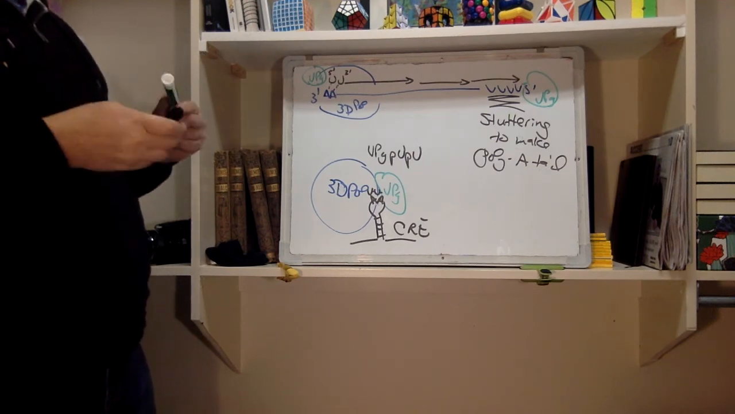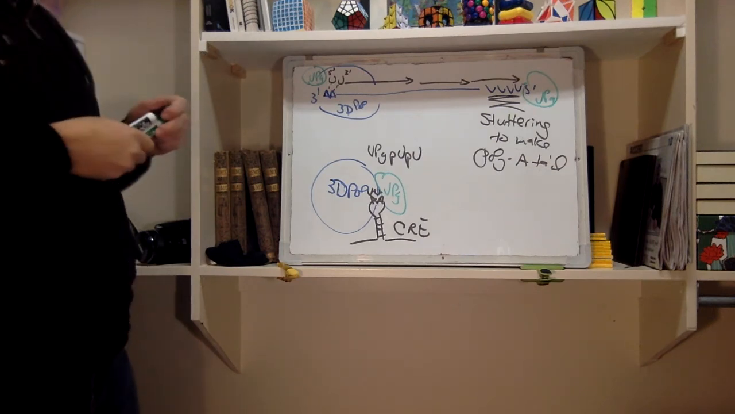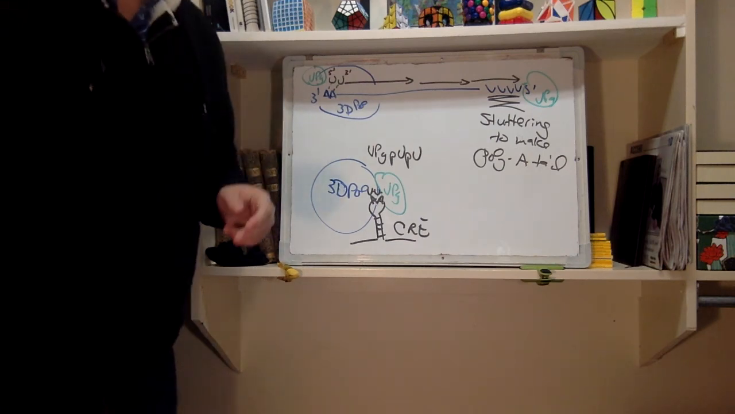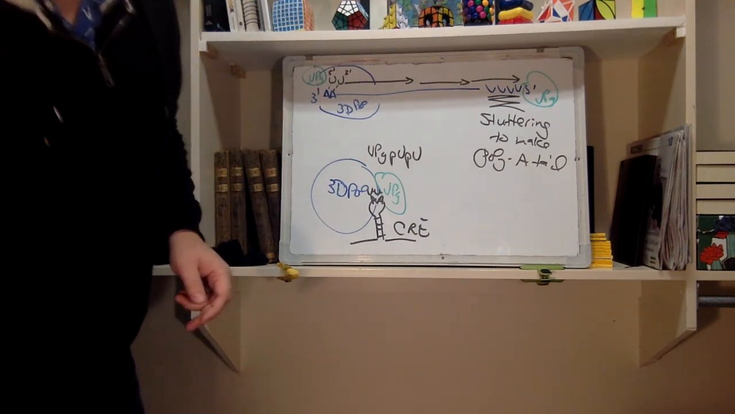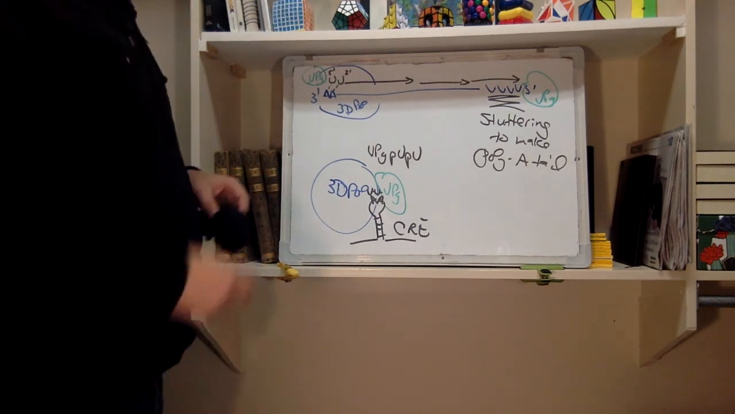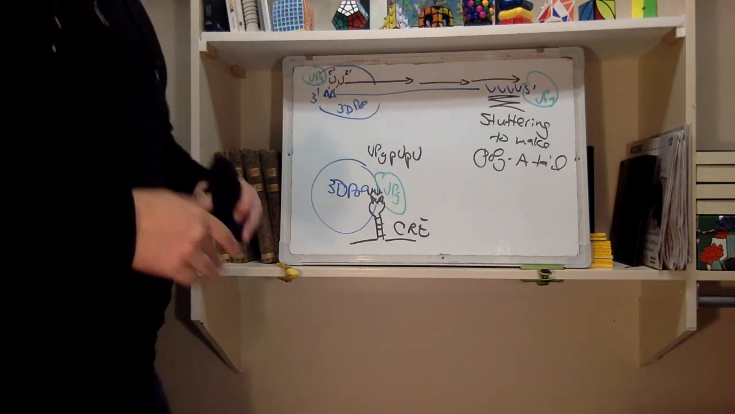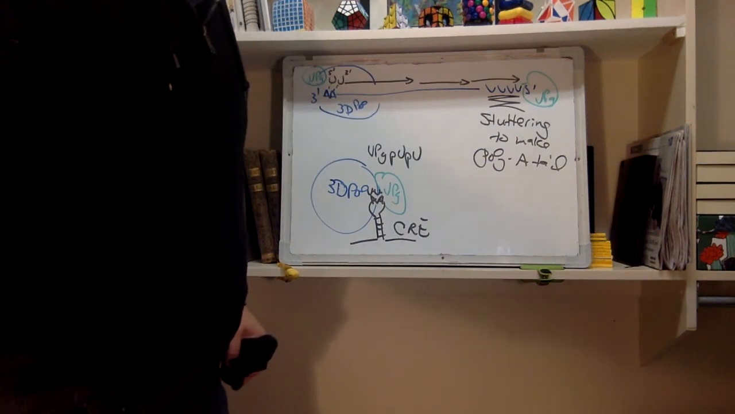That's just a cheap way to make a poly A tail that seems to come up over and over again in not just viruses, but pretty much everything. This is how bacteria do it as well. So there you go. That's the idea. That's how it works. Hope you liked it.